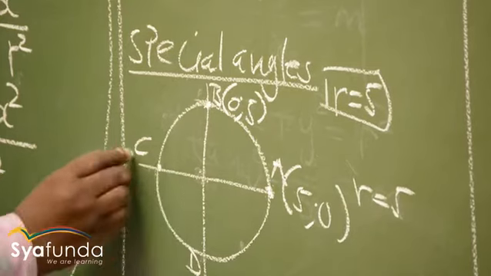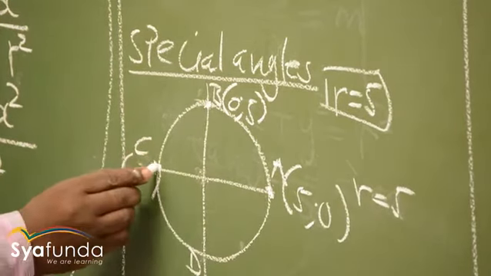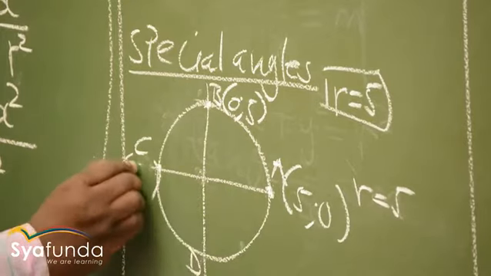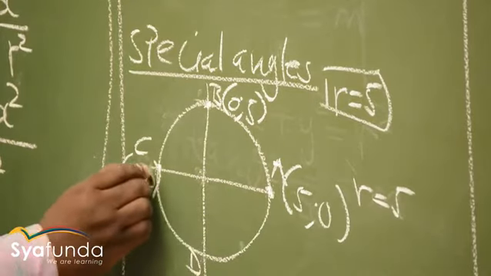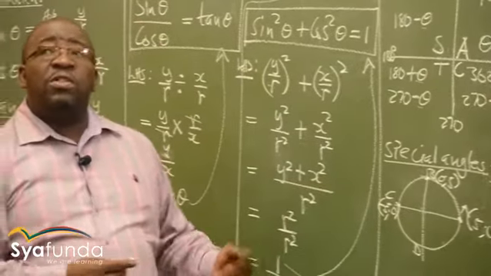Let's look at this point here. What are the coordinates of C? What is the value of x here at this point? The value of x, it's negative now. It is negative 5, and y is 0. And the radius is 5. It doesn't change. Now, what does this have to do with our special angles?